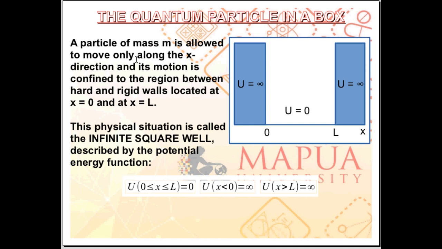So the quantum particle in a box: consider a particle of mass m, and that particle is only allowed to move along the x direction or x-axis, and its motion is confined to a region from x is equal to 0 to x is equal to L by hard and rigid walls. So you have a wall here at x is equal to 0, and another wall at x is equal to L, and our particle is confined in the region between the two walls. For example, you have a particle moving to the right, and then it encounters the wall, so it moves back until it encounters the other wall, and then it simply moves back and forth.